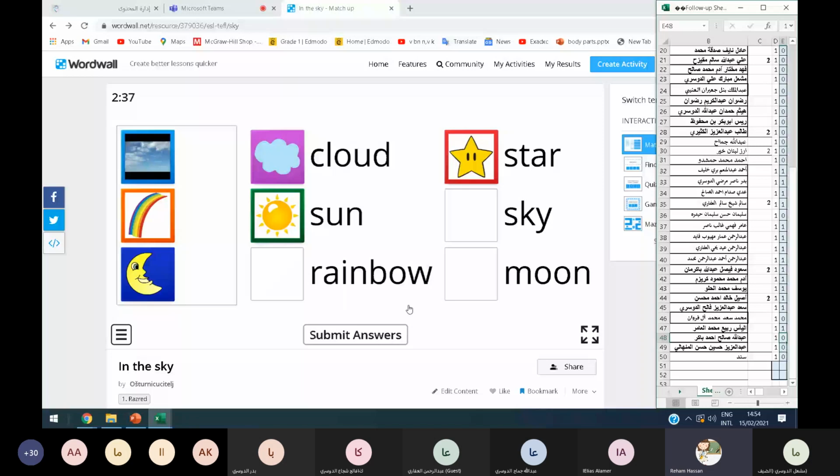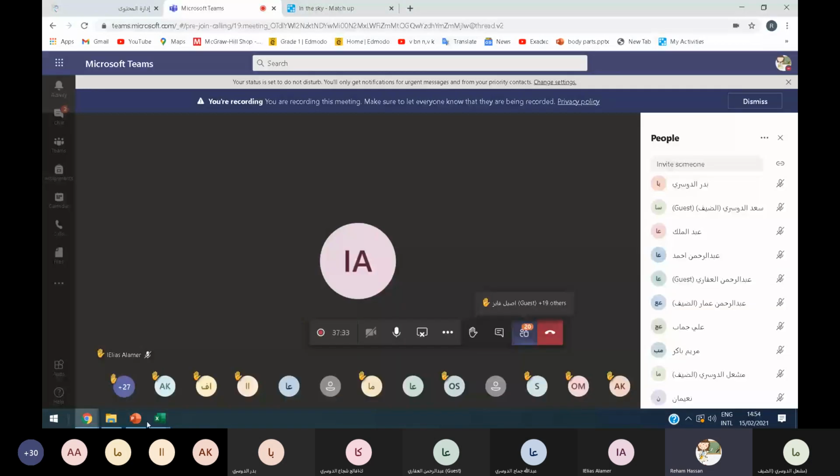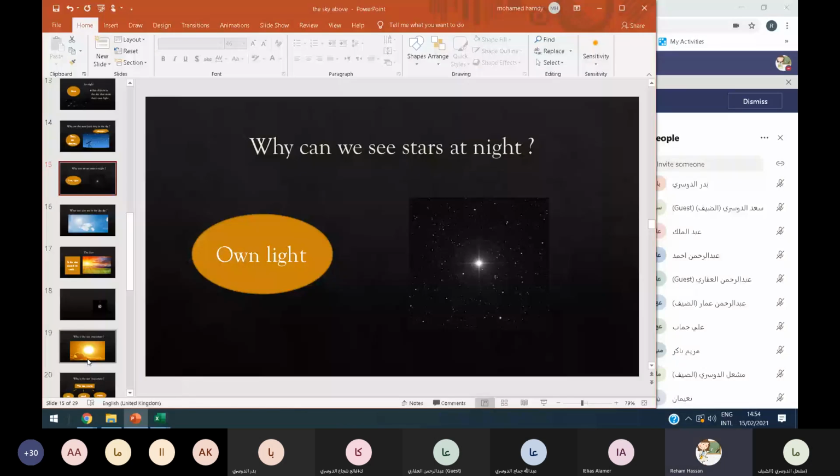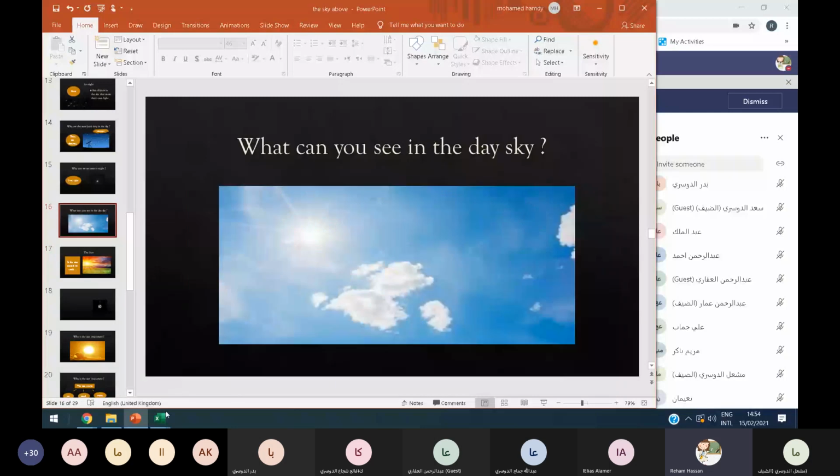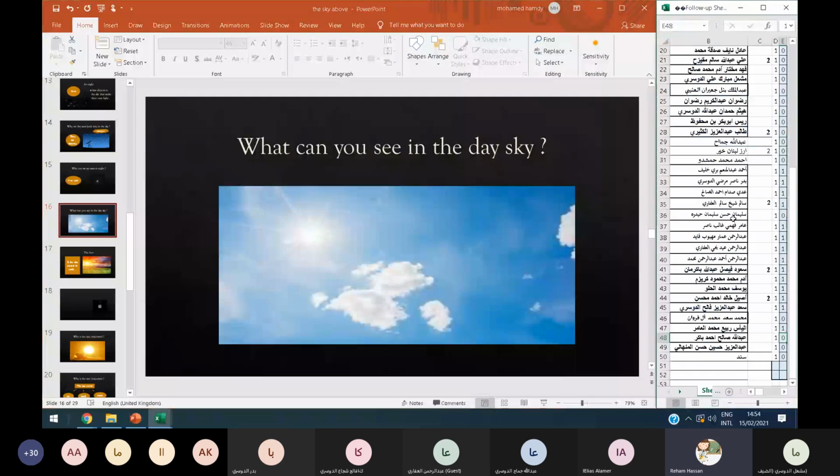So this is about the sky at night, but if we look at the sky in the day, Abdullah Saleh, if you look at the sky in the day, okay? MashaAllah, it is lighter in the day.